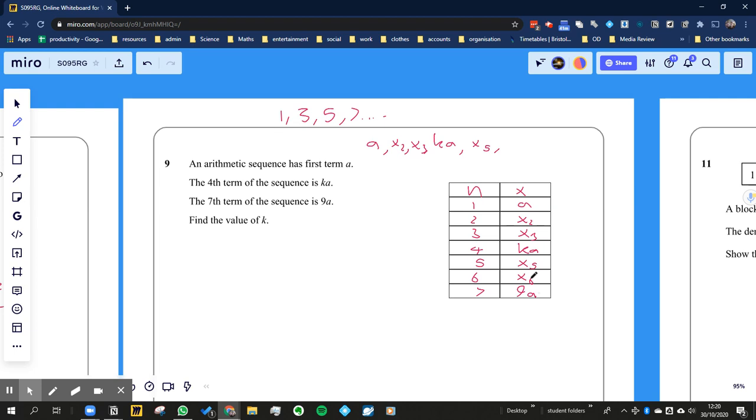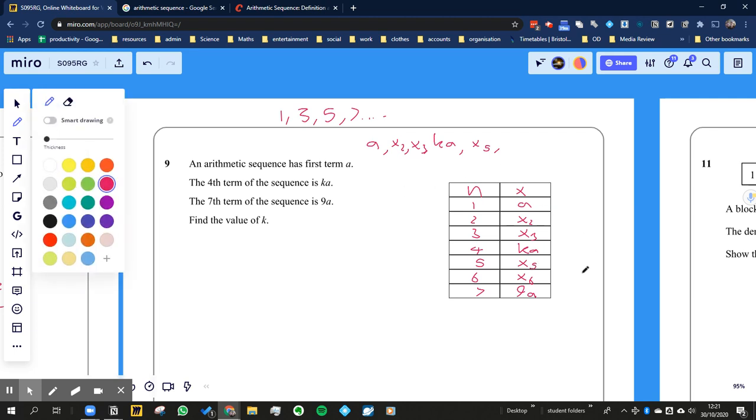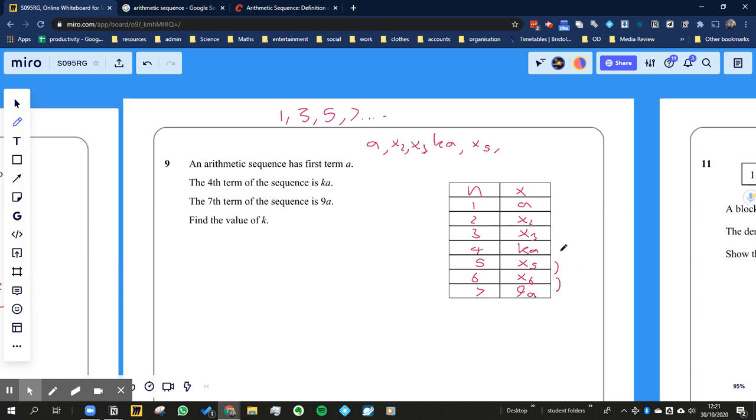Now, it's an arithmetic sequence, so I believe that will mean it goes up by the same amount. Let's double check that. All right, so we are going to go up in equal amounts. That's good, but we just need to know what amount that is. So we've got to work out what is that gap, and that gap, and that gap, and each gap, and we know eventually it goes up to 9a.